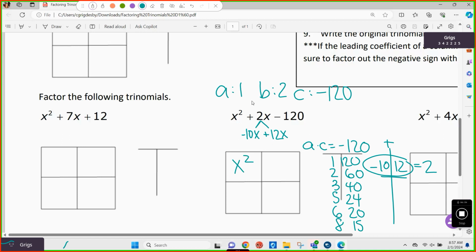Alright. Speed run. Okay, negative 10x plus 12x, negative 120. Alright, okay. Go! X times x gives me x squared. X times negative 10 gives me, oh my gosh. Negative 12. No, it's a positive 12. Gina, what is wrong with you? See, if you're gonna speed run, you gotta do it right. We're done. No, I didn't write the factors. X minus 10, x plus 12.